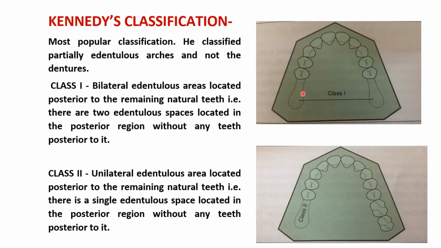Now class 2 is when it is unilateral. Again it is the same as class 1, but the only difference is that it is unilateral, only on one side. Over here you can see these are all the remaining natural teeth. For class 1 it is edentulous bilaterally on both sides, but in class 2 only one side is edentulous, whether it is the maxillary right side or the maxillary left side, and most posteriorly, with no teeth posterior to your edentulous area. So this is class 2. Class 1 is a bilateral edentulous area located posterior to the remaining natural teeth, and class 2 is a unilateral edentulous area located posterior to the remaining natural teeth.